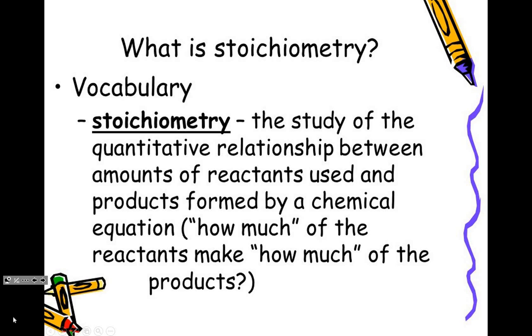So you don't have to write everything down, but just get the main idea of this. So how much of the reactants will make how much of the products. That's the easy way to remember it. Quantitative is just a word that we've used in our vocabulary before, meaning an amount, right? An actual amount, some number that I can write down. Okay?